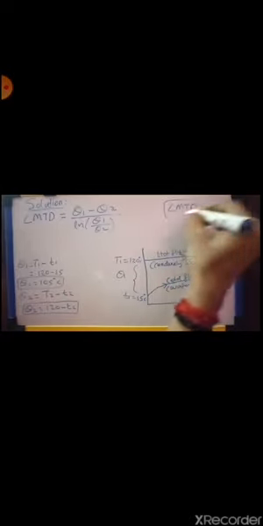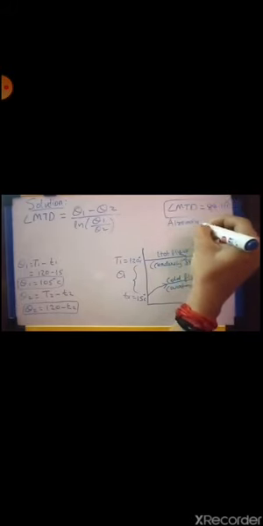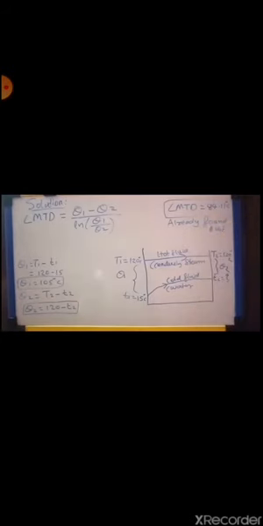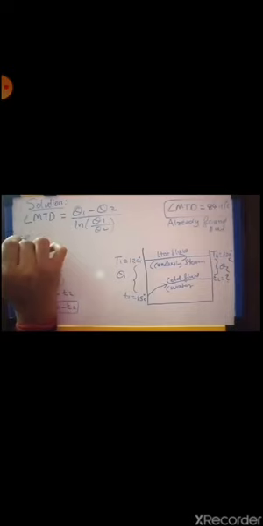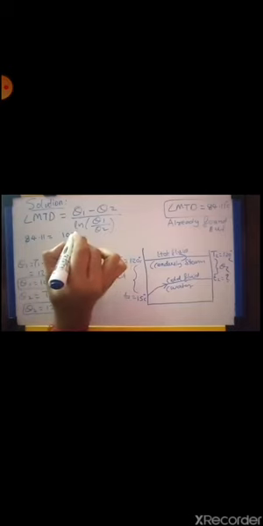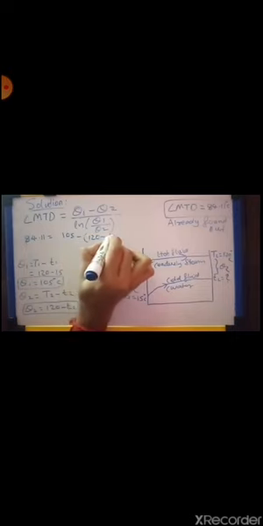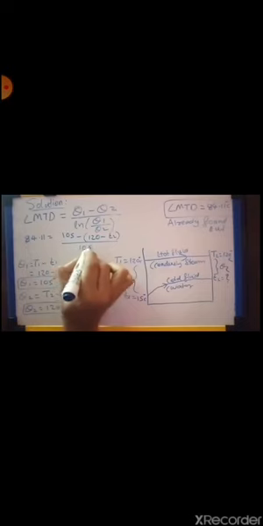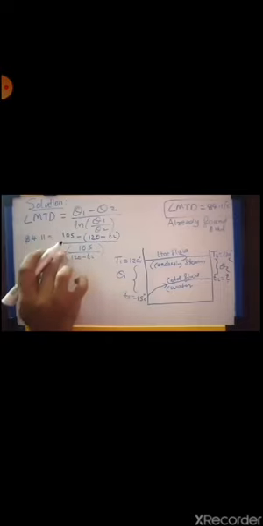LMTD is equal to theta 1 minus theta 2 divided by ln of theta 1 by theta 2. For LMTD we have already found out 84.11 degrees centigrade. Substituting the values, 84.11 is equal to 105 minus (120 minus t2) divided by ln of 105 divided by (120 minus t2).